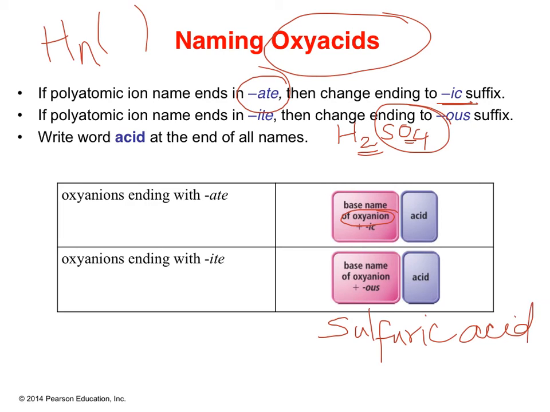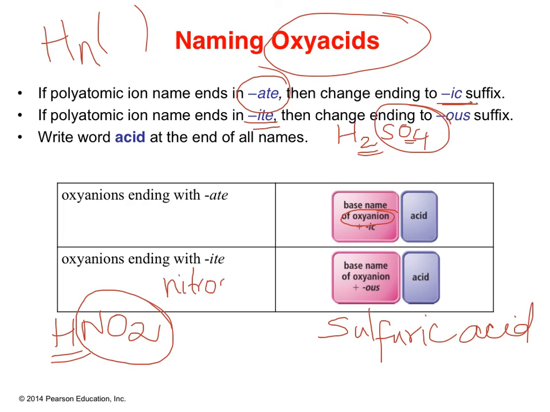acid. Now on the other hand, if you had an ite ion, say for example you were trying to name HNO2, so one or more hydrogens, by now you might have memorized this is nitrite, so nitrous acid. So two types of acids, binary acids and oxyacids. Oxyacids will have a polyatomic ion containing an oxygen.